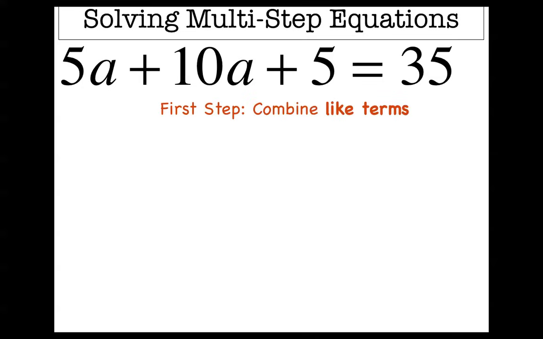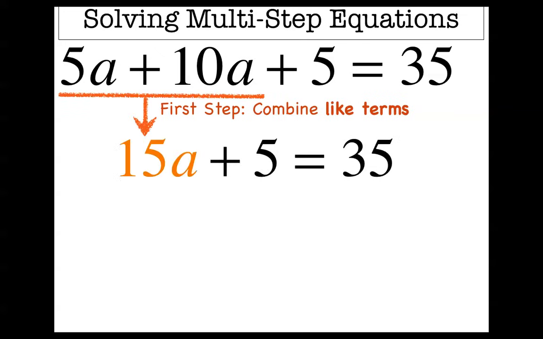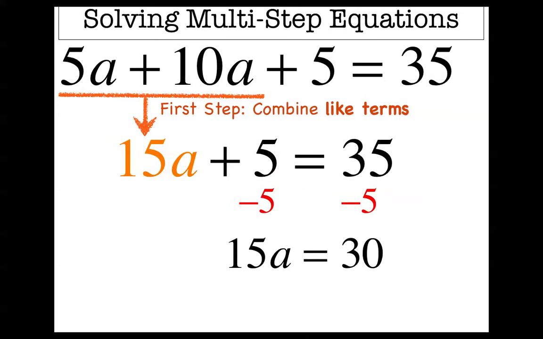So in this case, our first thing is we've got 5a plus 10a. We've got 5 apples plus 10 apples. We're just going to say that's 15 apples, right? So we're going to simplify this whole equation by just combining the like terms together and making it shorter and sweeter. So 15a plus 5 equals 35, and then I cancel out the 5 so that I just have 15a on the left. 35 minus 5 is 30. Divide both sides by 15, and 30 divided by 15 comes out to 2.